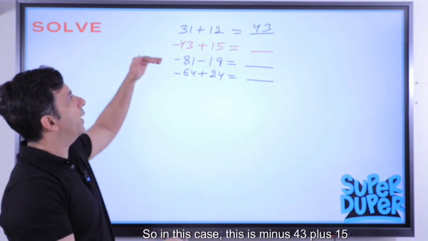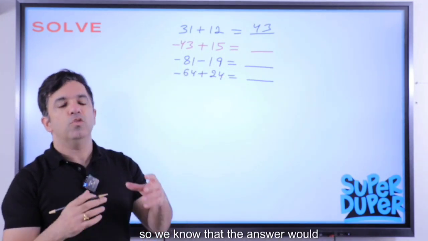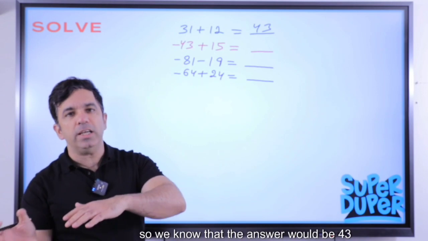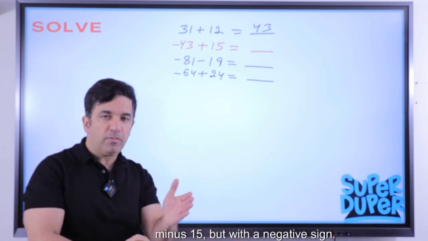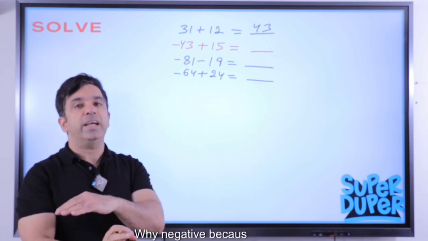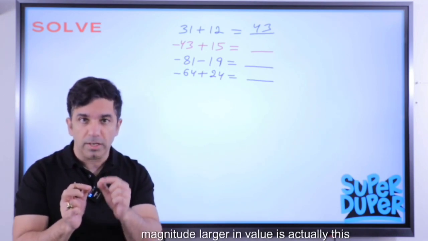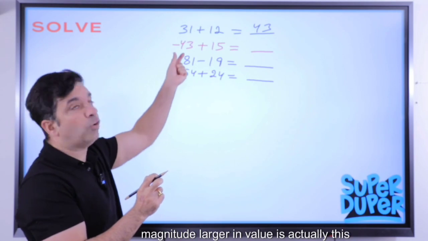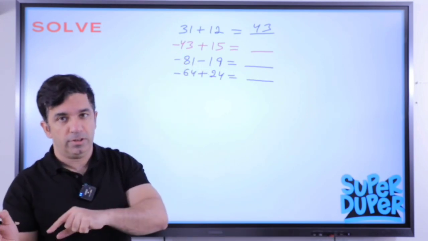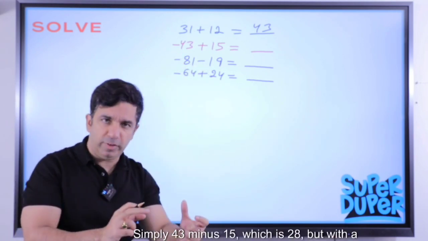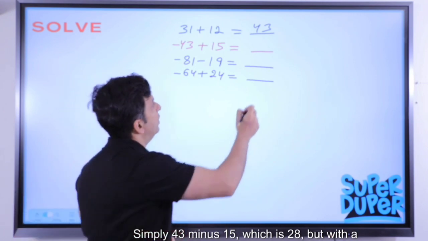In this case, this is minus 43 plus 15. So we know that the answer would be 43 minus 15 but with a negative sign. Why negative? Because in this case we can judge that the number with the larger magnitude, larger in value, is actually this 43, but this is negative. So we'll do it simply 43 minus 15, which is 28 but with a minus sign.